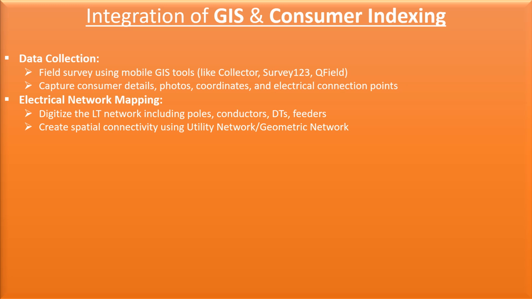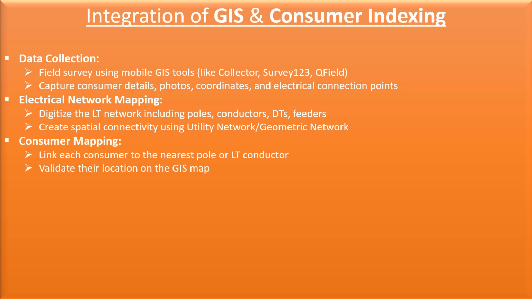Next, electrical network mapping, that is, digitizing the LT network including poles, conductors, DTs, that is, distribution transformers, and feeders. Create spatial connectivity using a utility network or a geometric network, whichever you prefer. The hierarchy and the connectivity should be established. Consumer mapping: link each consumer to the nearest pole or LT conductor. Validate their location on the GIS map.